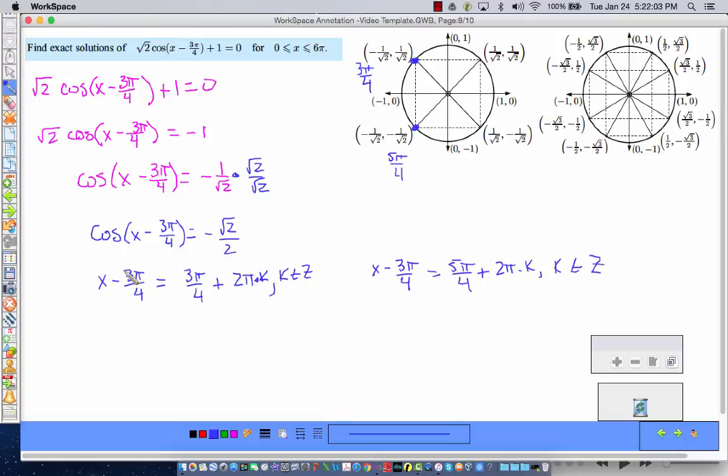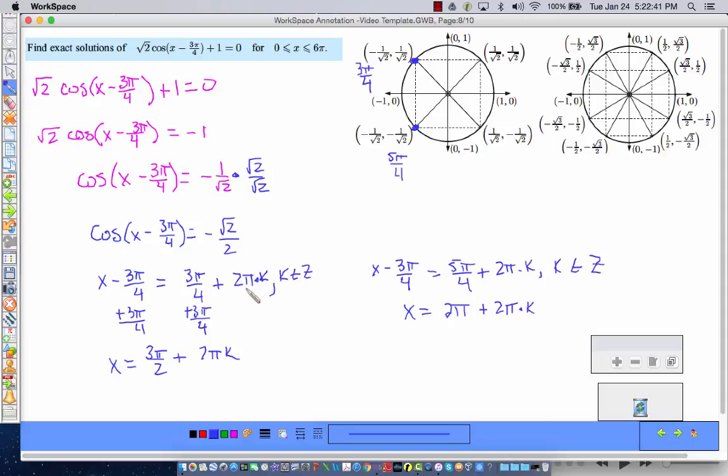All right, so now we have to solve. So I'm going to add 3 pi over 4 to both sides here. And I get x equals 3 pi over 4 plus 3 pi over 4, which is 6 pi over 4, so that's 3 pi over 2, plus, that doesn't affect the 2 pi k, so it's still 2 pi k. And then here, x would equal 5 pi over 4 plus 3 pi over 4, which is 8 pi over 4, which is 2 pi. Yeah, that's easy. Plus 2 pi times k.